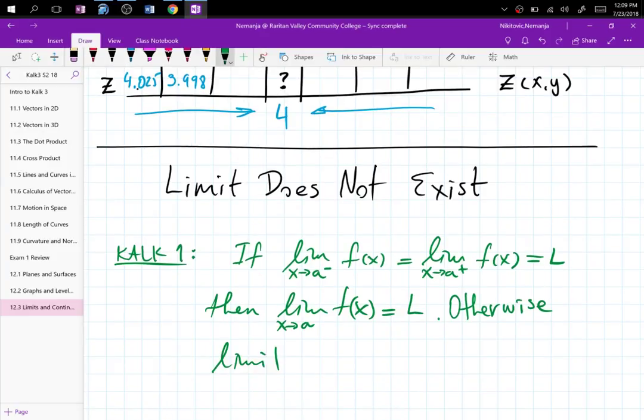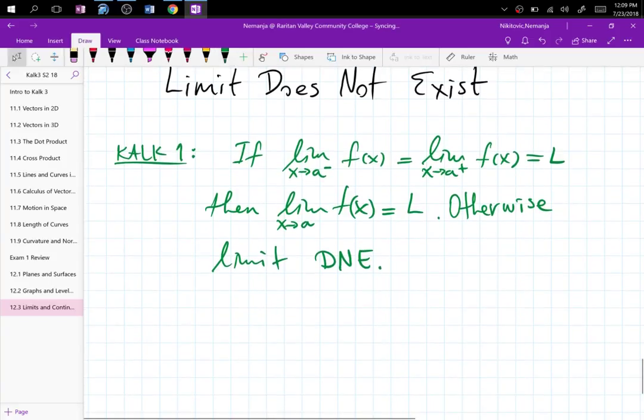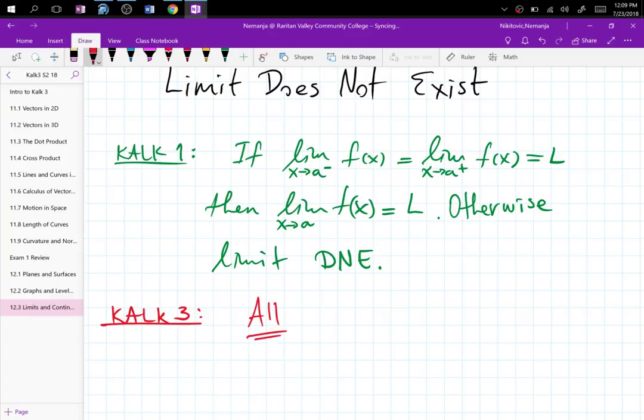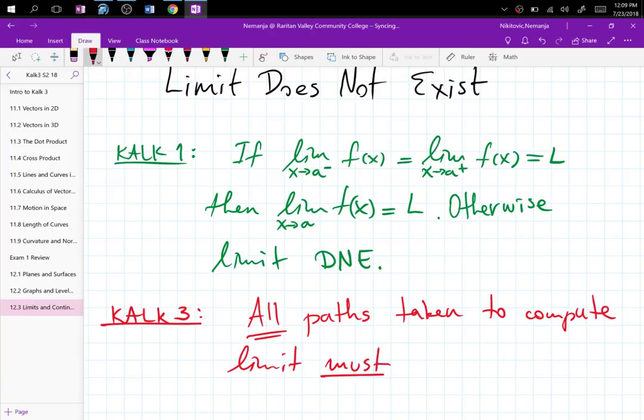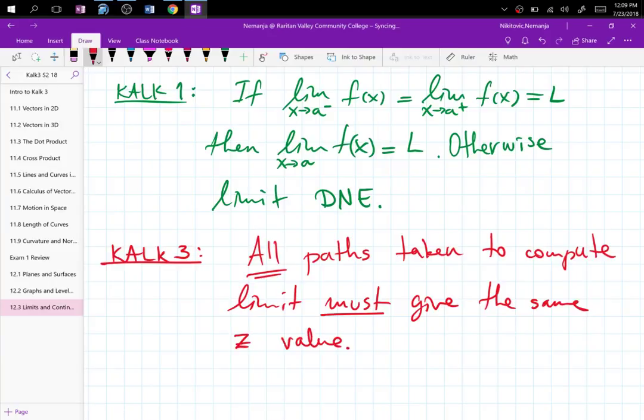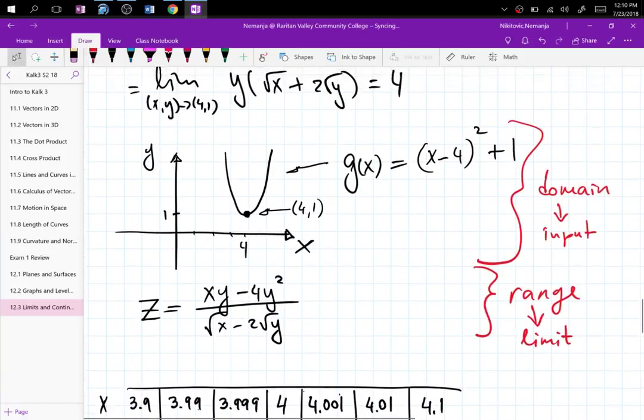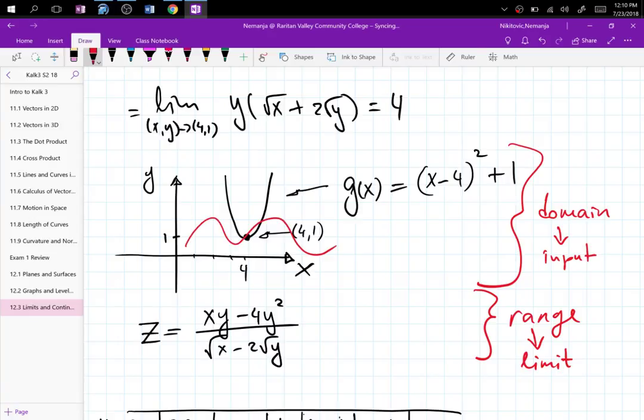the limit does not exist. So this is what we have in Calculus 1. Now going to Calc 3, I'm going to say all paths taken to compute the limit must give the same z value. So that means no matter which approach I take over here, whether it's a trigonometric approach or a spiral or whatever, no matter what I do, all of them have to give me 4.